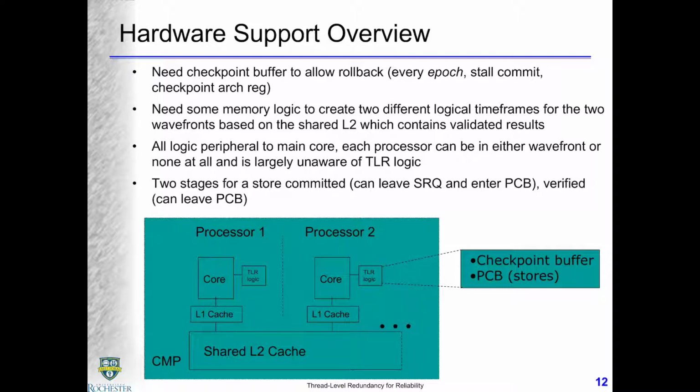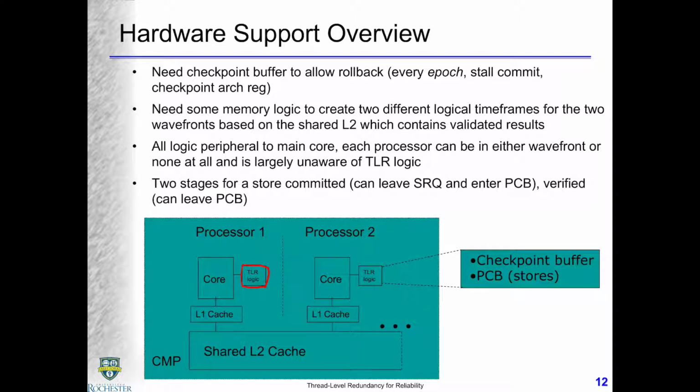And all we needed to do is to add some peripheral logic. And I drew this deliberately outside the core. It's really not on the timing critical path. Okay? And I call this the TLR logic, the thread level redundancy logic. You can turn it on when you want to use it, you can shut it off, and it wouldn't affect the rest of the pipeline.